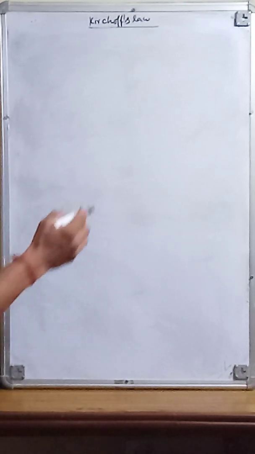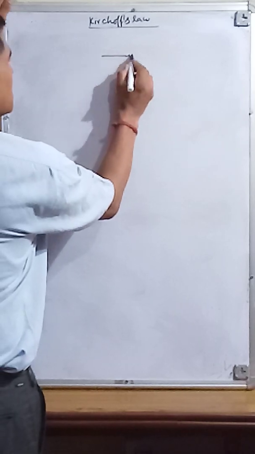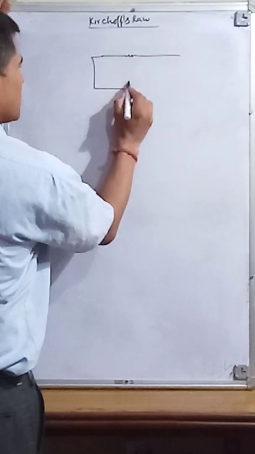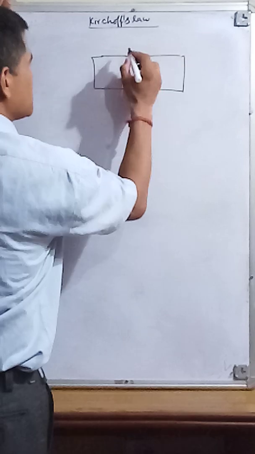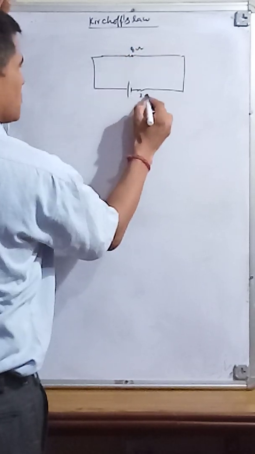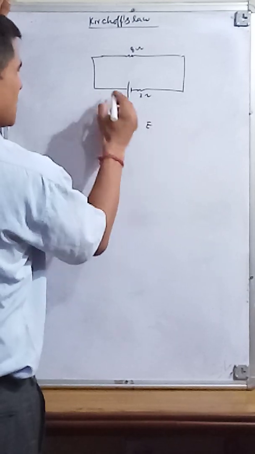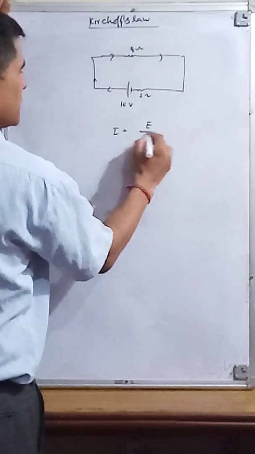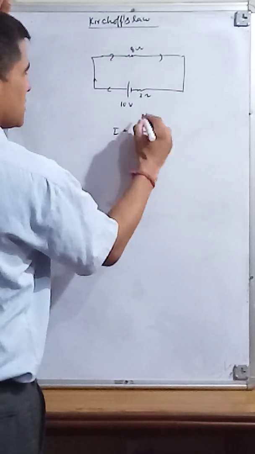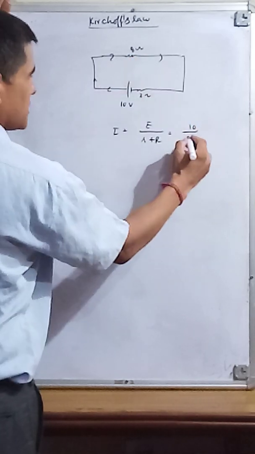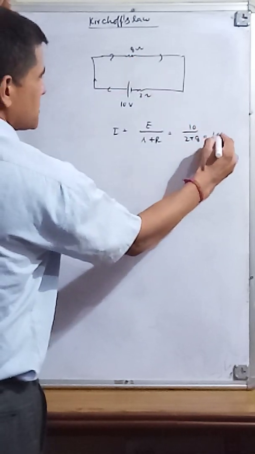If we have a single closed loop like this one, it has an 8 ohm resistance, a 2 ohm resistance, and a 10 volt cell. So we can apply the formula. Current will flow this way, I = E / (R + R), so it is 10 / (2 + 8), which is 1 ampere.